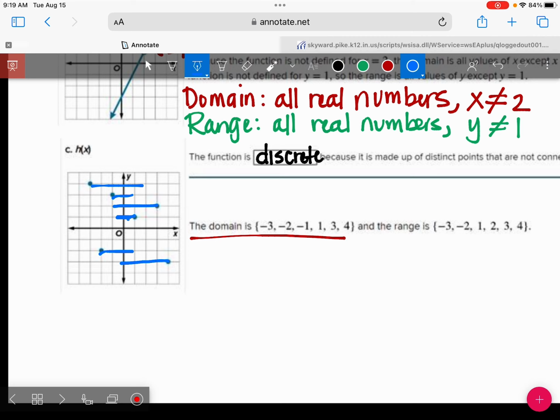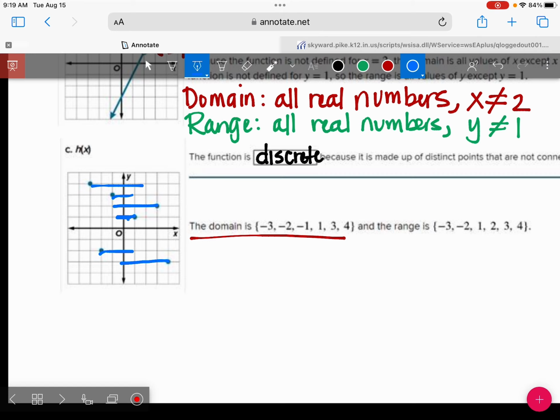So can everyone look at homework 1 real quick? Look at question number 4. There is a discrete function, and you're just listing the x values. And for your range, you're listing the y values. Yes, I was just going over one homework question.